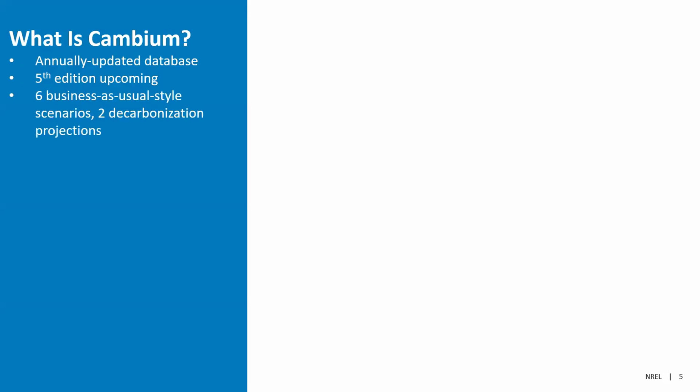We project multiple futures because the future is uncertain. So in the most recent data set, and it would tend to be like this, sometimes we drop or add a scenario, but in our most recent data set, there were 6 business as usual style scenarios, as well as 2 scenarios where we impose decarbonization onto the electric grid.